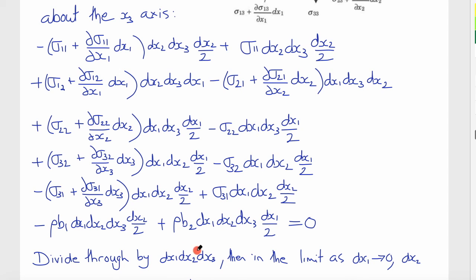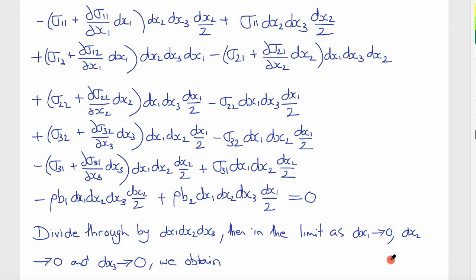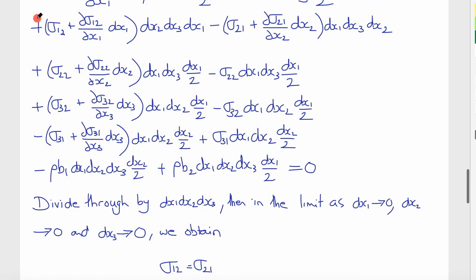Now we'll divide through by dx1, dx2, dx3 and take the limit as dx1 tends to 0, dx2 tends to 0, and dx3 tends to 0. And what that does is get rid of just about everything except sigma 1,2 and sigma 2,1. So it leaves us with sigma 1,2 minus sigma 2,1 equals 0, or sigma 1,2 equals sigma 2,1.